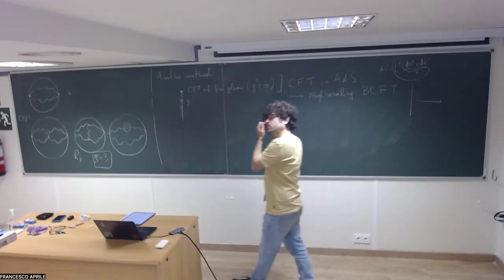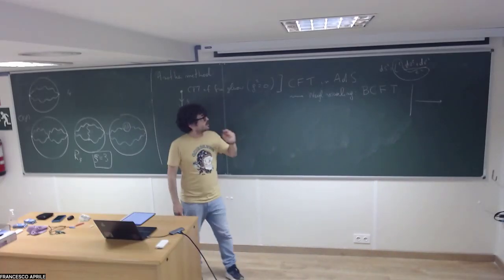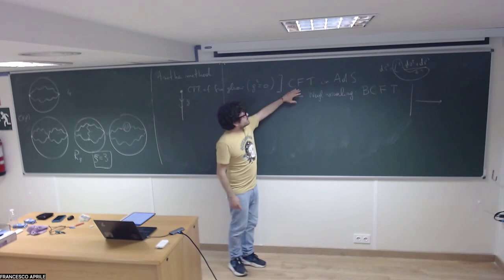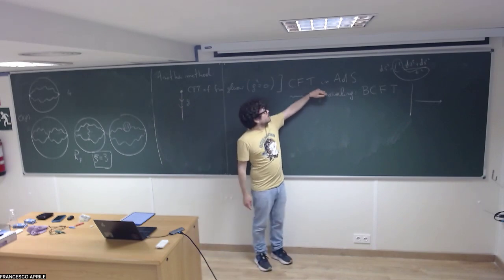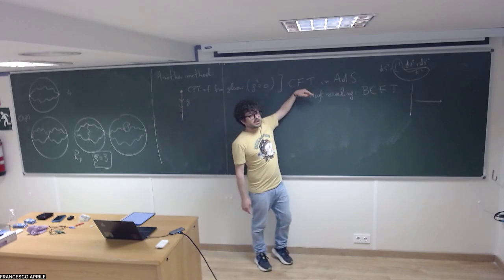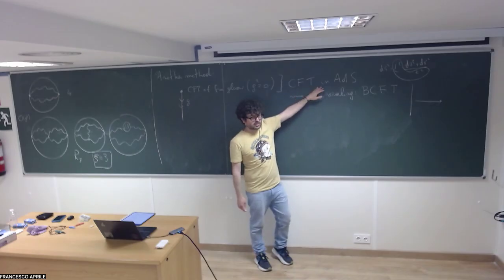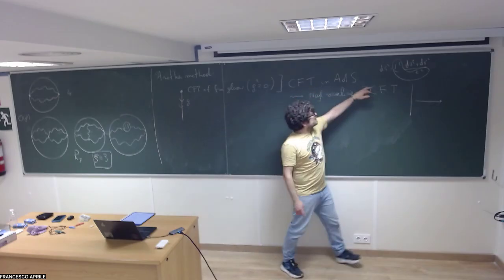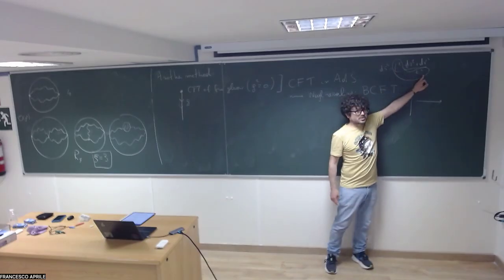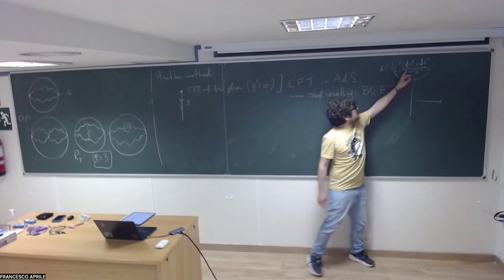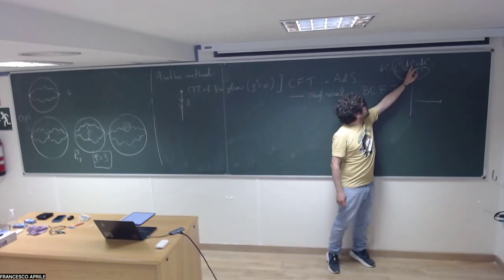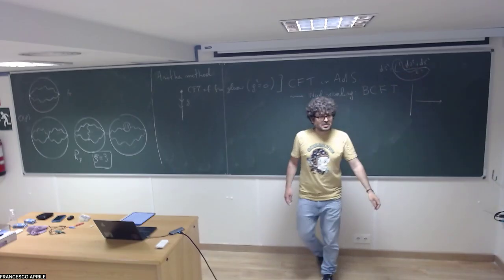Now, why does this happen? I'm just saying that if you put a CFT in AdS, one property of CFTs is that they only care about the conformal structure of the background. So the CFT will not see that there is L squared over D squared. Okay. And so the CFT will think that it's living in a flat space with a boundary.